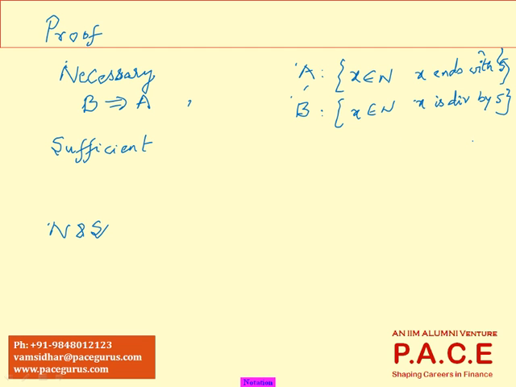So it means if B then A. If X is divisible by 5, then X ends with 5. Is that the case? No, right? If X is divisible by 5, then it can either end up with a 5 or with a 0. Anything is possible. So if I say A is necessary for B, which means A is mandatory for B, which is also saying X has to end up with 5 if it has to be divisible by 5.